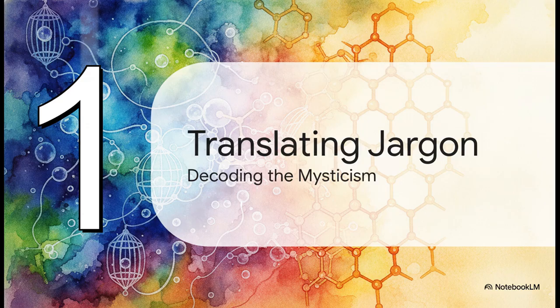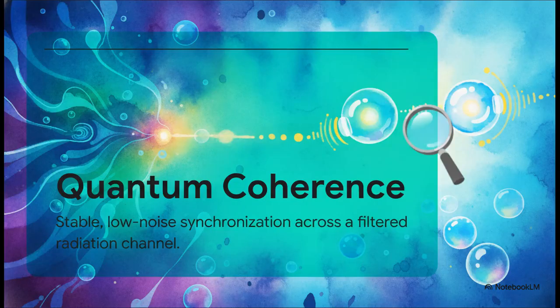Section 1. Translating quantum jargon, decoding the mysticism. To start us off, terms like quantum coherence can sound incredibly unapproachable, right? But honestly, they're really just fancy ways of describing the exact same phase-locking mechanics as your Bluetooth headphones pairing to your smartphone. I know it sounds mystical when physicists say it, but it's fundamentally just two systems singing the exact same song together in a protected, low-noise channel. It's just basic sync and pairing.